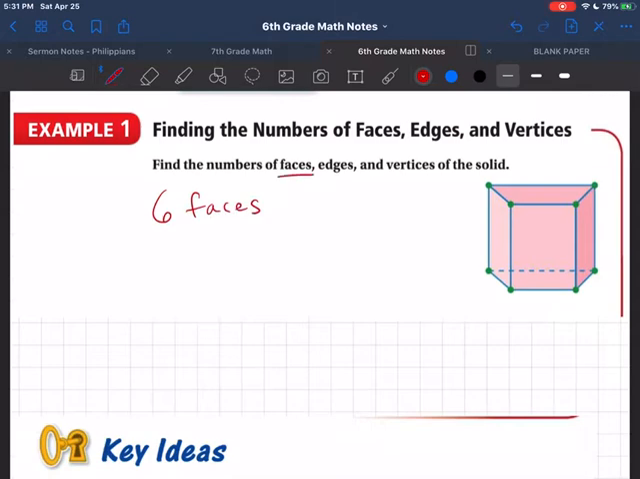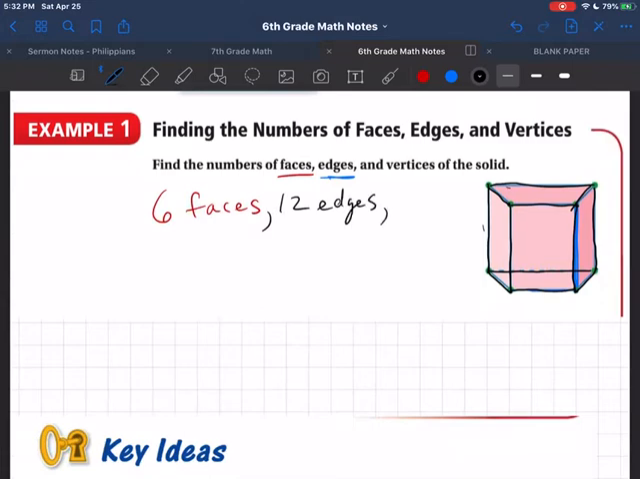So faces are done. Now let's do edges. So the edges are here. That's 1. I'm drawing here. That's 2. Let me use black. So we have 1, 2, 3, 4, 5, 6, 7, 8, 9, 10, 11. And this dotted line back here is 12. So we've got 12 edges.